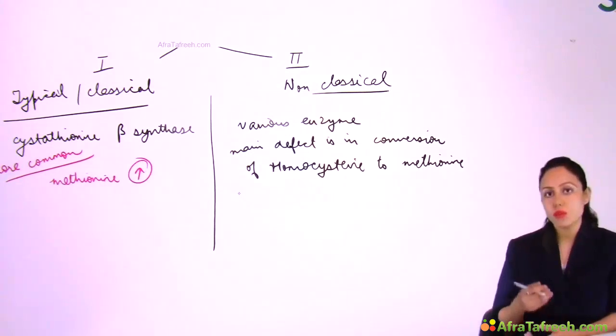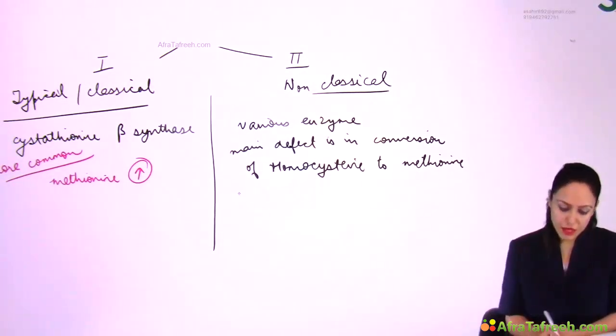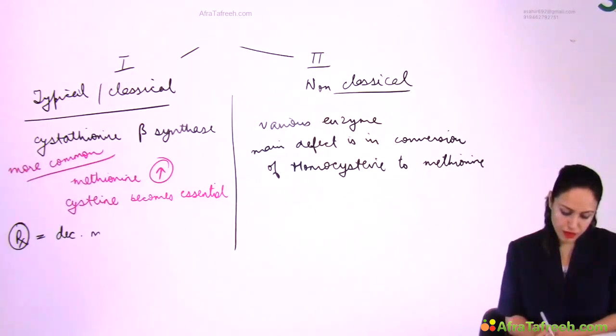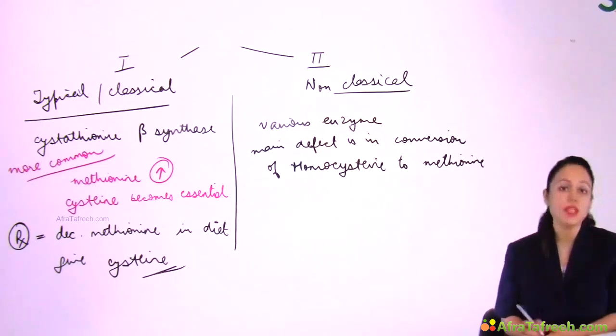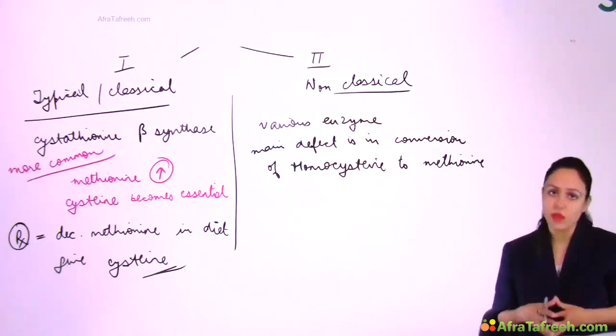In this case, can I say methionine will be increased? Methionine will be increased because excess homocysteine will be taken up for the formation of methionine, but cysteine is not getting formed, so the amino acid cysteine becomes essential. We have to give cysteine to these patients, right? The treatment is that we have to decrease methionine in the diet of these patients and give cysteine, as cysteine now becomes essential. These patients cannot make cysteine in their bodies, right?